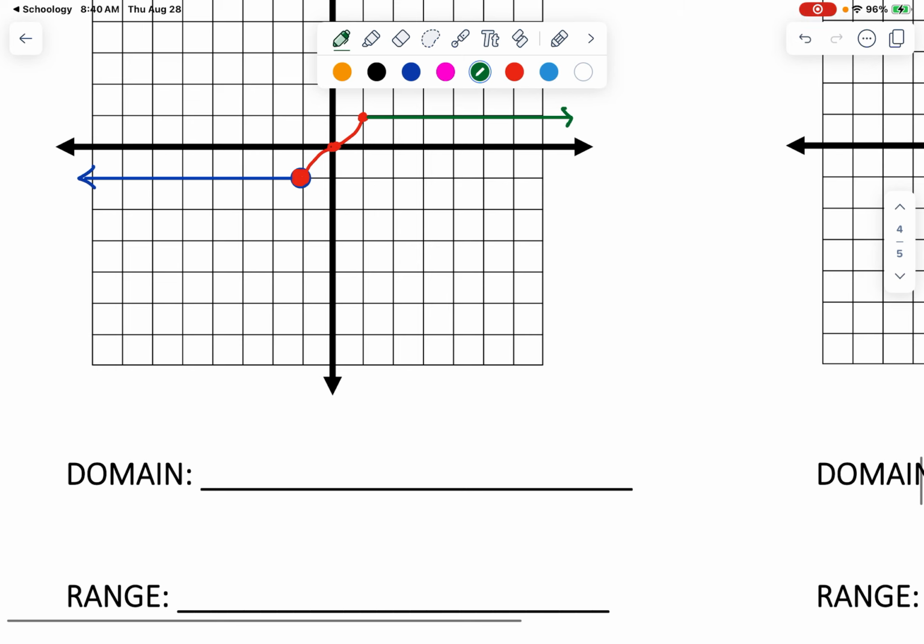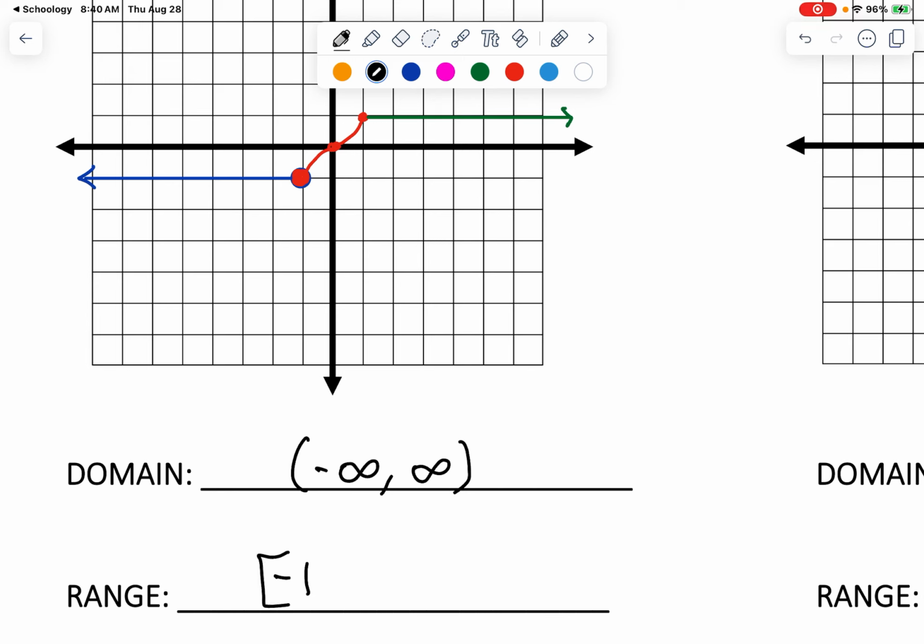All right, my domain, arrow to an arrow, no gaps, negative infinity to positive infinity. My range, I don't like how it's in green. I can't help myself. I'm sorry, my OCD is hard. All right, negative infinity to positive infinity. And then my range, the lowest my graph goes is -1, and there are values at -1, so we're using a bracket. And then the highest my graph goes is +1, and there are values there, so we're using a bracket.